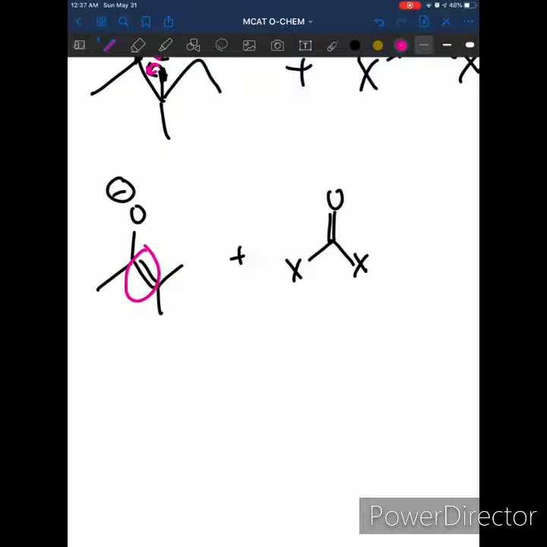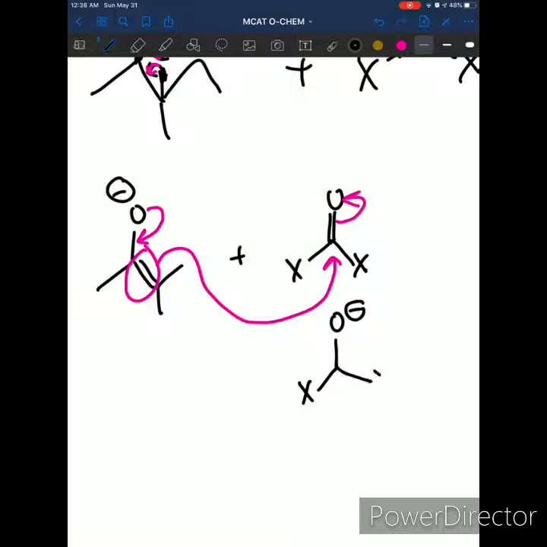Like I said earlier, this is the reactive part. So I would have these electrons from the oxygen go back down, and these electrons now would attack in a nucleophilic manner, and those electrons would go over there. I'm going to draw this part first. I'm going to draw the X's right here, O minus, and then another X. And I'm going to draw this bond between this carbon and this carbon, right?